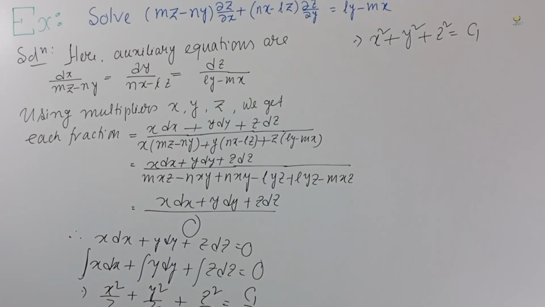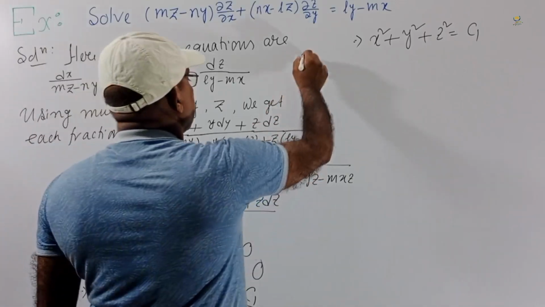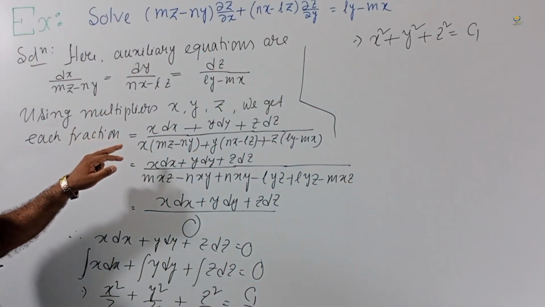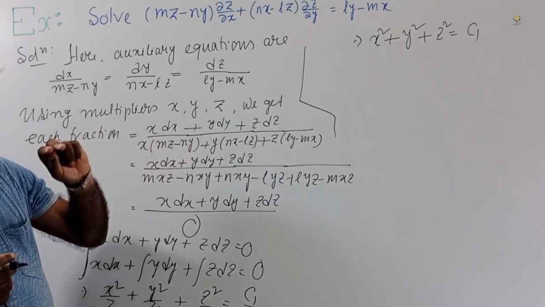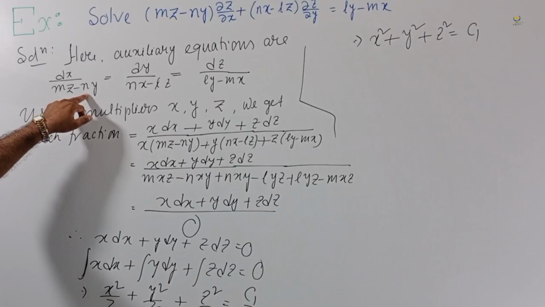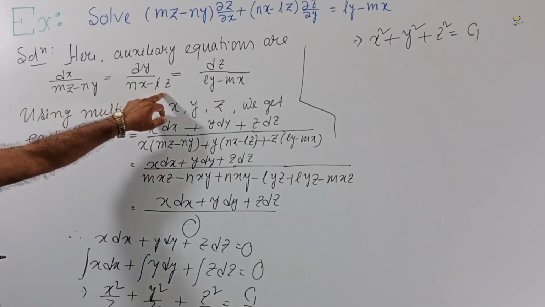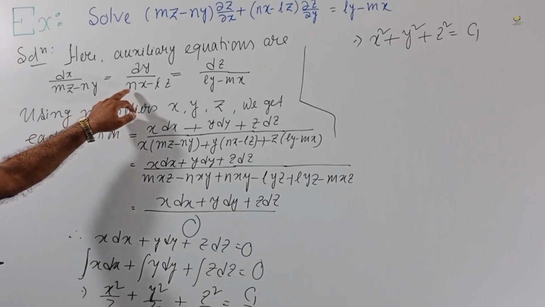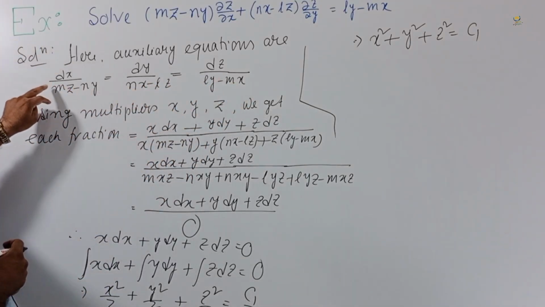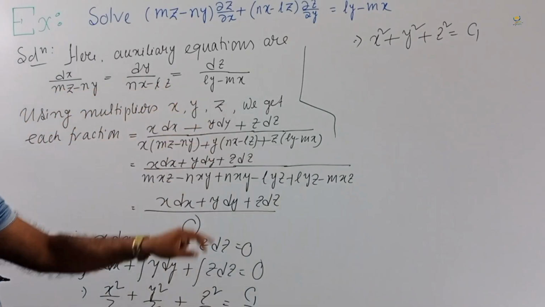Next we consider another set of multipliers, again in such a way that the denominator is equal to 0. Here m and n are given and l is not given, so we multiply by l. Here n and l are given, m not given, so multiply by m. And here l and m are given, n not given, so multiply by n.